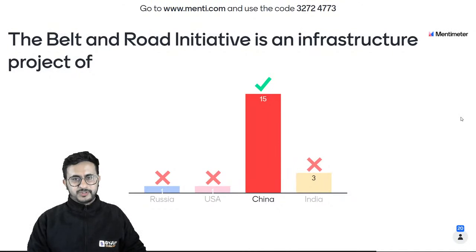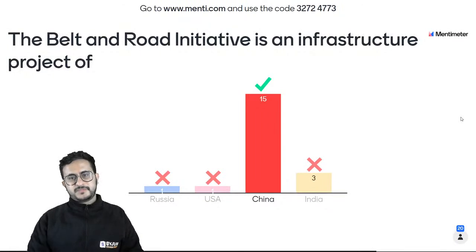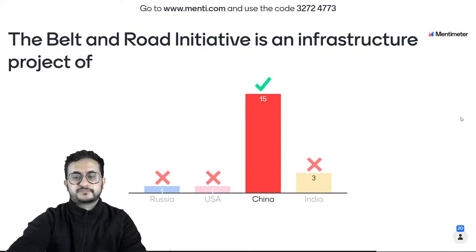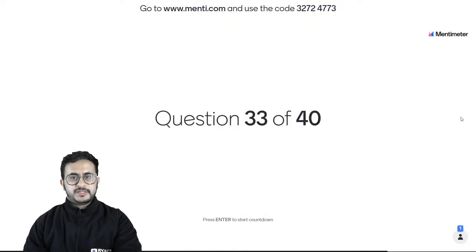India is of course against that. India does not support that. There are some countries, a good number of countries, especially in Asia, that are a part of this, right? China. Okay, here's the next question.